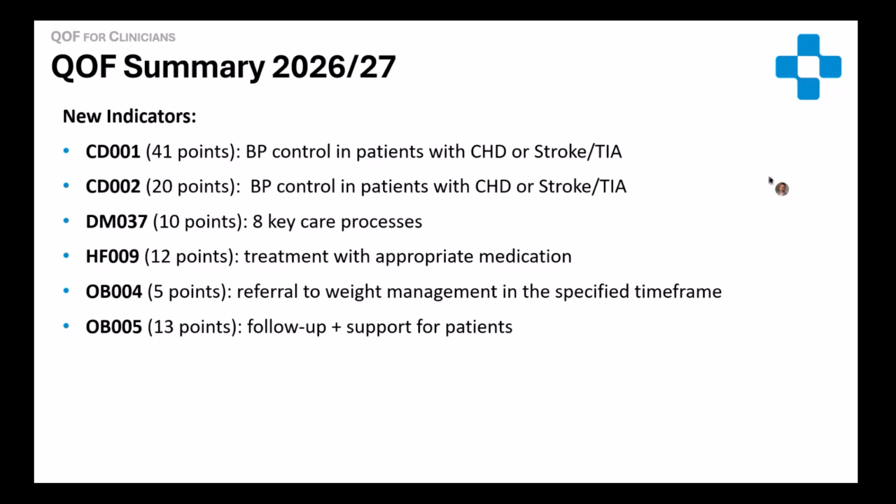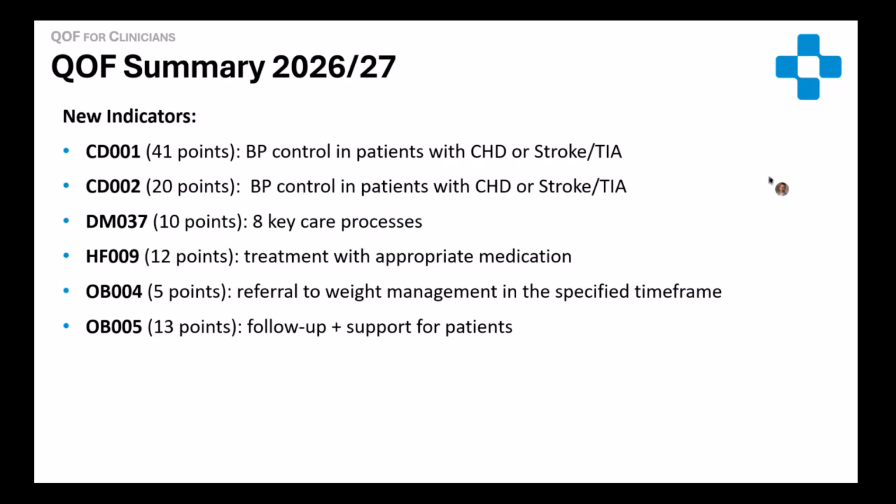There are several new QOF indicators this year, and I'm just going to highlight the areas that are most relevant to clinical teams. In cardiovascular disease, there are 2 new indicators looking at blood pressure control in patients with coronary heart disease or stroke and TIA. These are worth a combined 61 points. So blood pressure recording and management in these patient groups is particularly important.